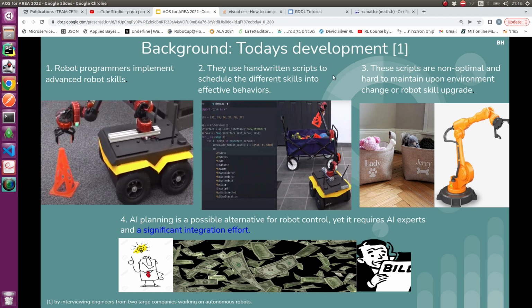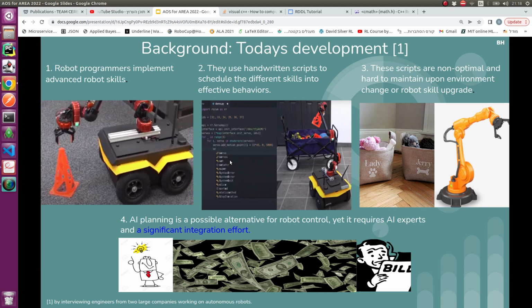So let's talk about the state of affairs today. This information was given to us by interviewing engineers from 2 large companies working on autonomous robots. So how do they develop the robot? First of all, they develop a set of robot skills, basic skills like navigation, object detection, arm manipulations, things like that. And then they handwrite a script for scheduling the robot skills to achieve a high-level goal.